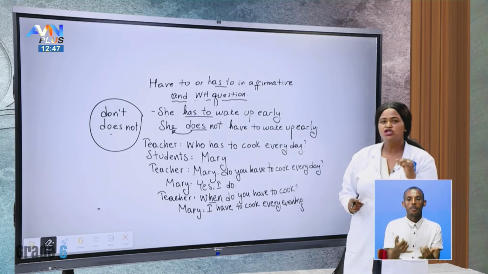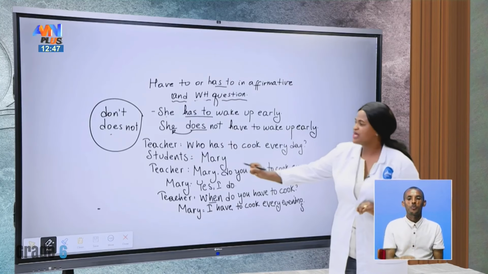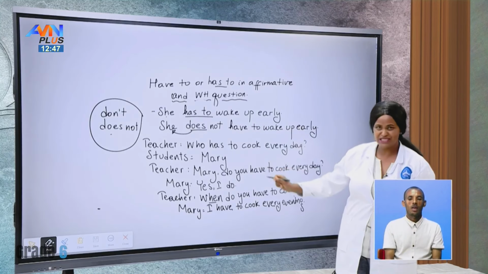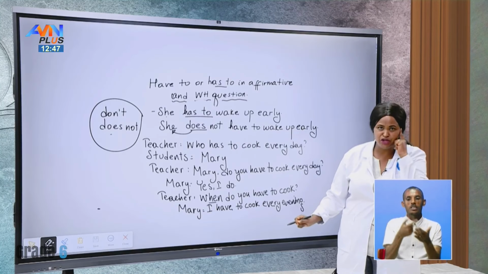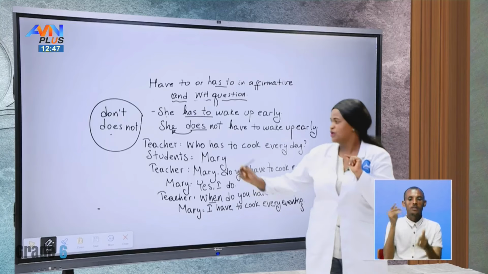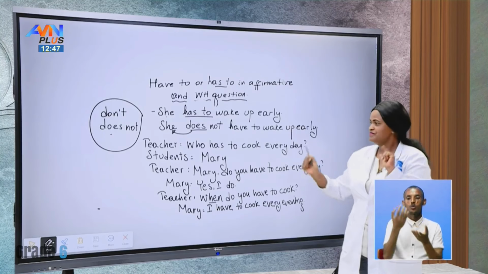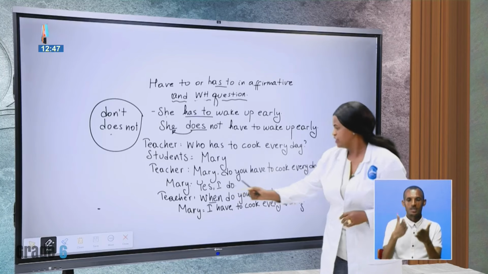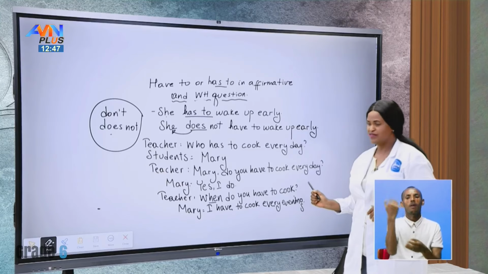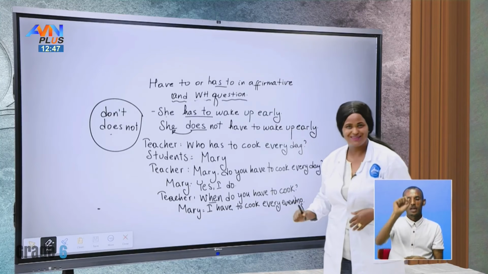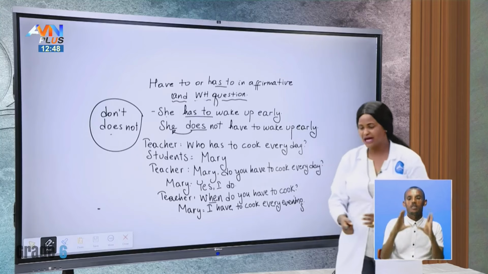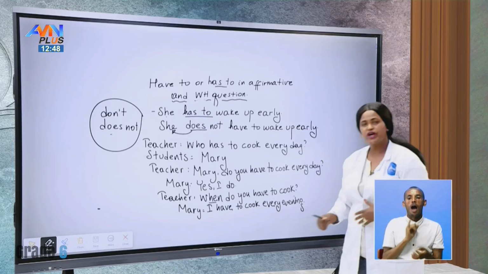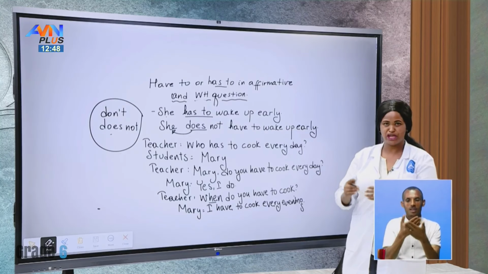Now, I want to ask you what we communicated with Mary. Now remember these sentences. Remember and keep them in your mind, okay? The first one, who has to cook every day? Then students together, Mary. And me, Mary, do you have to cook every day? Then Mary said, yes, I do. And then I continued asking, when do you have to cook? And Mary said, I have to cook every evening. This is the communication between Mary and me.